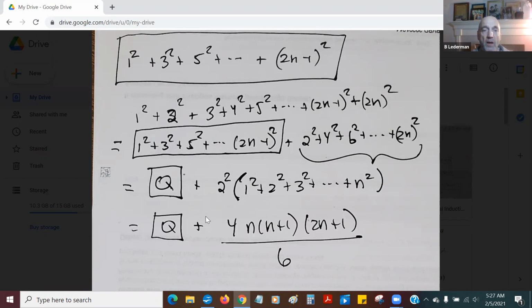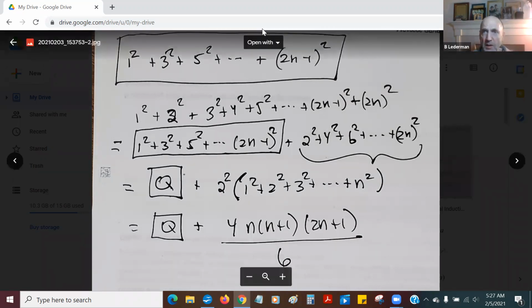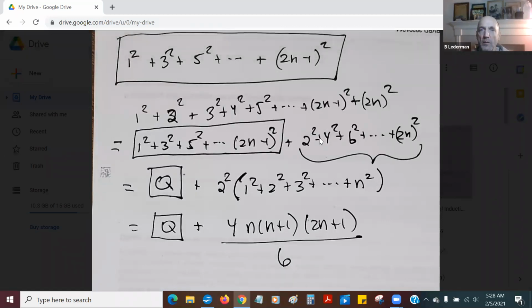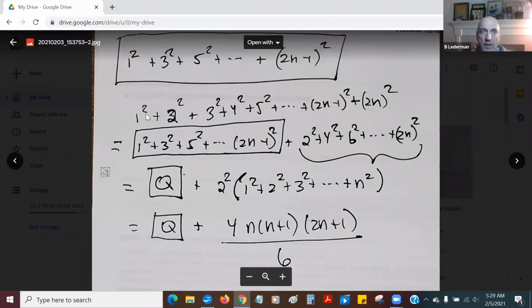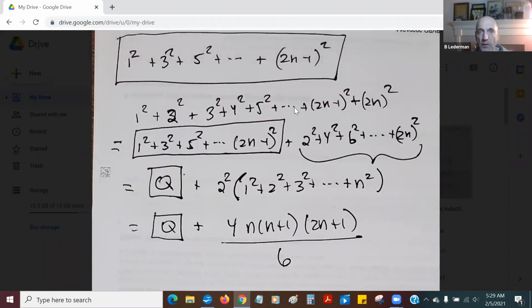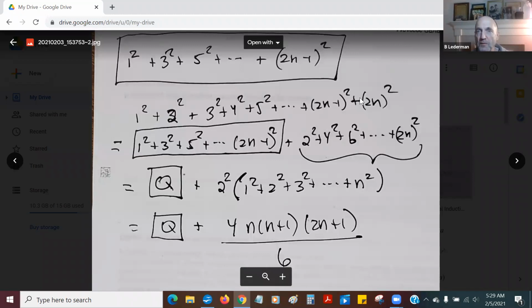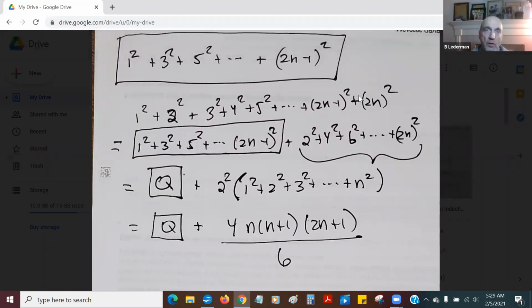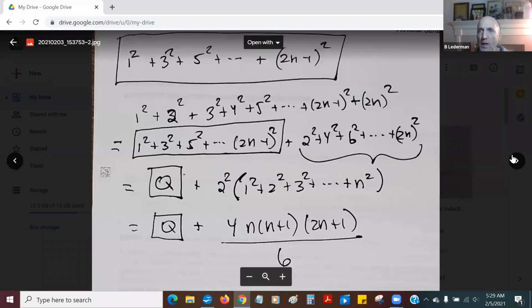So this here, which is Q, plus this here, which really winds up being 4 times n plus 1, 2n plus 1 over 6, is equal to this second row right here: 1 squared, 2 squared, 3 squared, 4 squared, 5 squared, up to 2n squared. And I'm going to figure out this second row by taking the formula for squares, because this is all the integers, but I'm going to substitute 2n for n into the formula. So let's just do that right now, and let's see what we got.